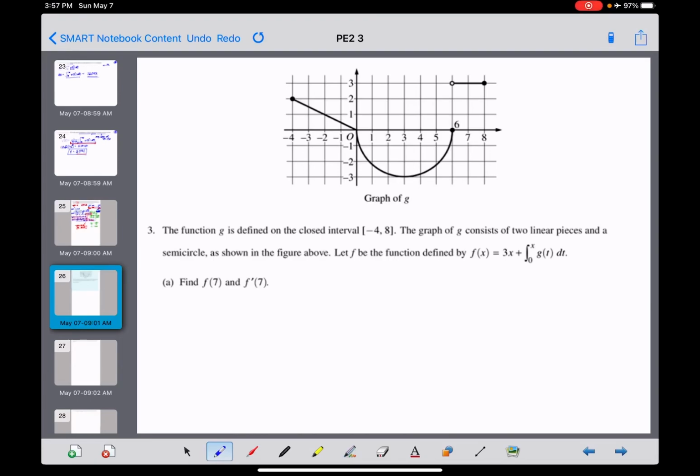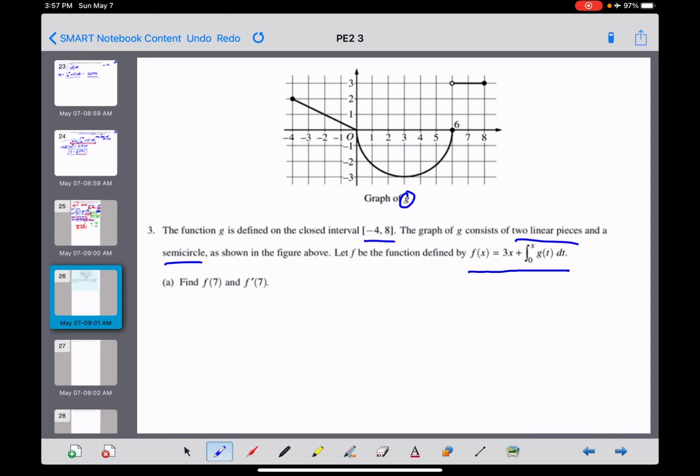All right, in number 3 here, we've got the graph of a function g given to us right here on the interval from -4 to 8. They're telling us now two linear pieces and a semicircle, just so we don't have to assume. And then we have an explicit definition of a function f of x, which is given to us in terms of g. So we're supposed to find f of 7 and f prime of 7.